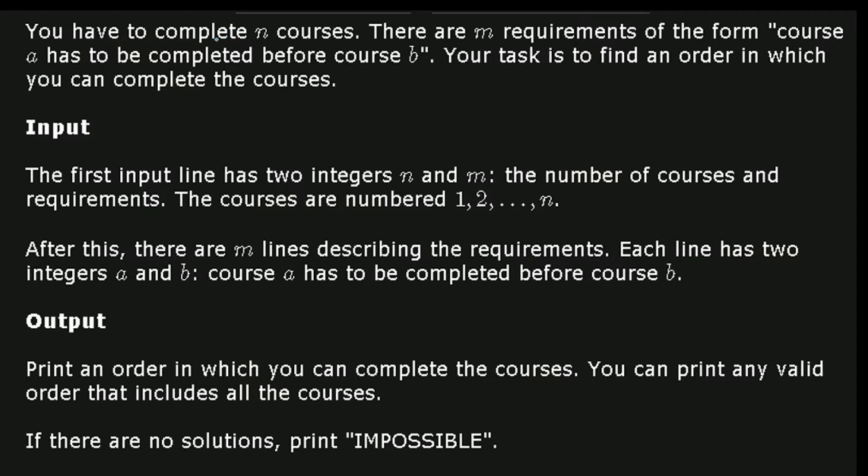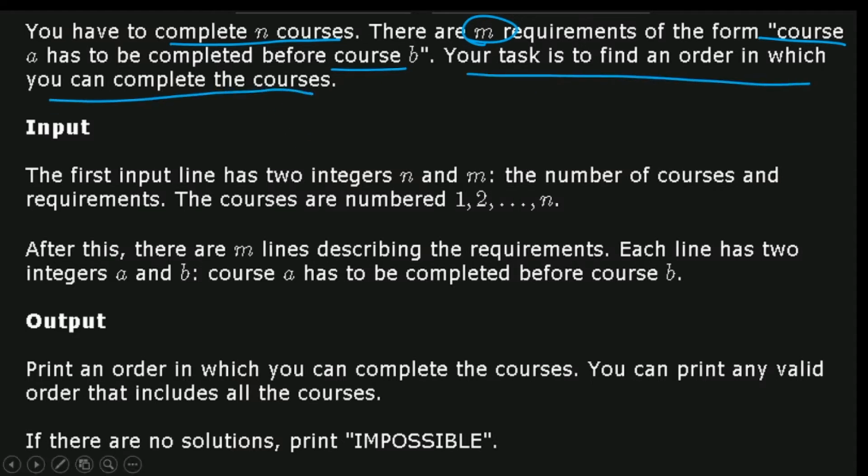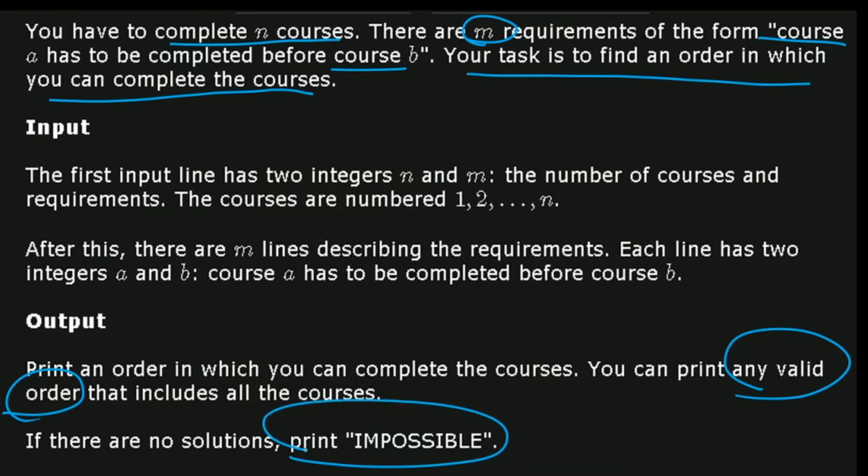Let's look at the problem statement. We have to complete n courses. There are m requirements. Each one takes the form: course A has to be completed before course B, etc. Our task is to find an order in which we can complete all the courses. Any order, but we have to complete all the courses. Any valid order can be printed. If there are no solutions, let us print impossible.